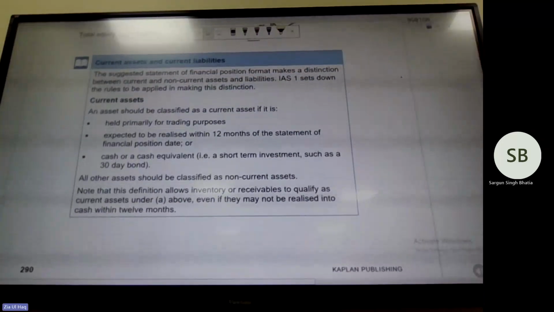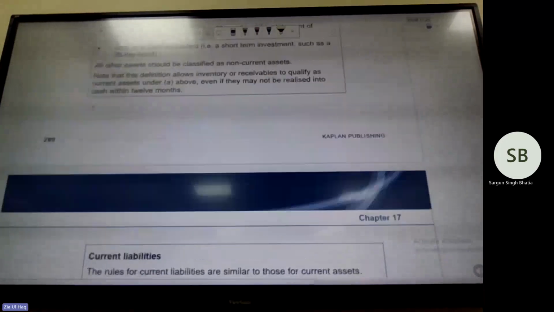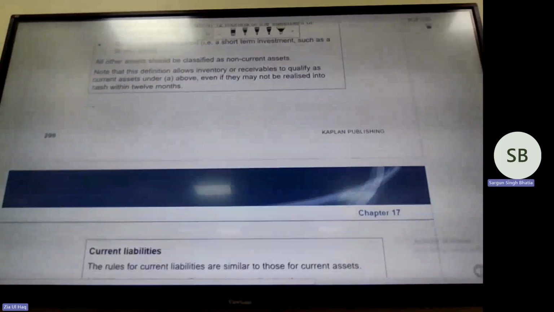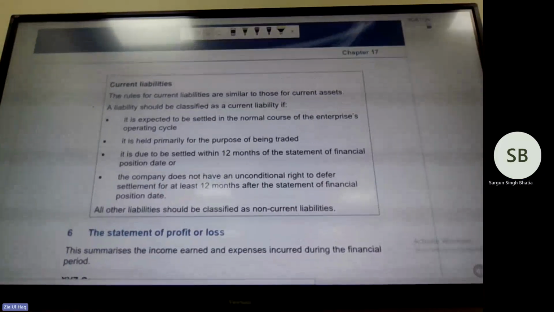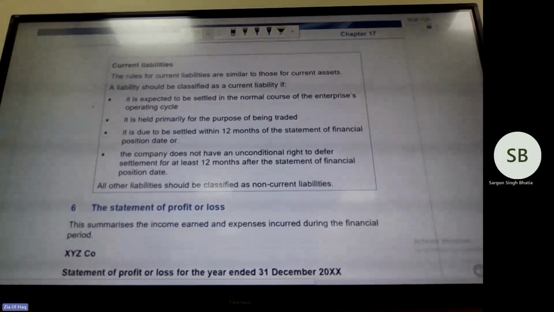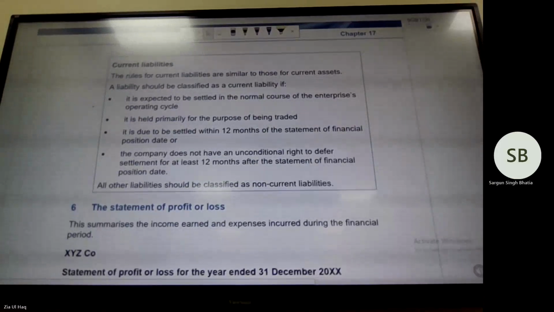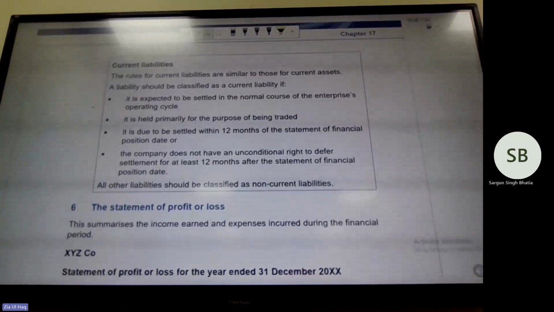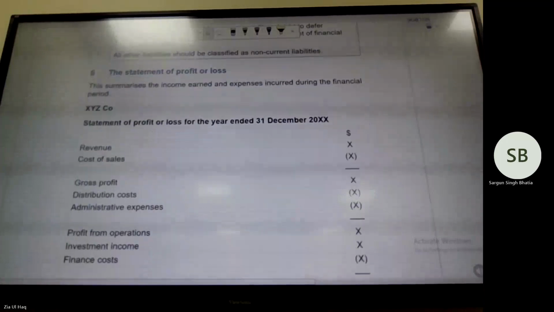What are the current assets? Those assets that will provide us benefit within 12 months are called current assets, and those assets that will provide benefit in more than 12 months are called non-current assets. Current liabilities are those that we need to settle within 12 months. And liabilities that we need to pay in more than 12 months will be called non-current liabilities.